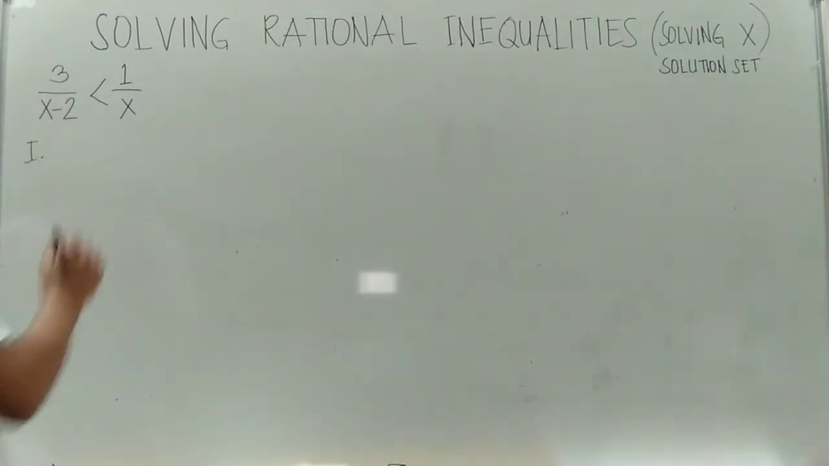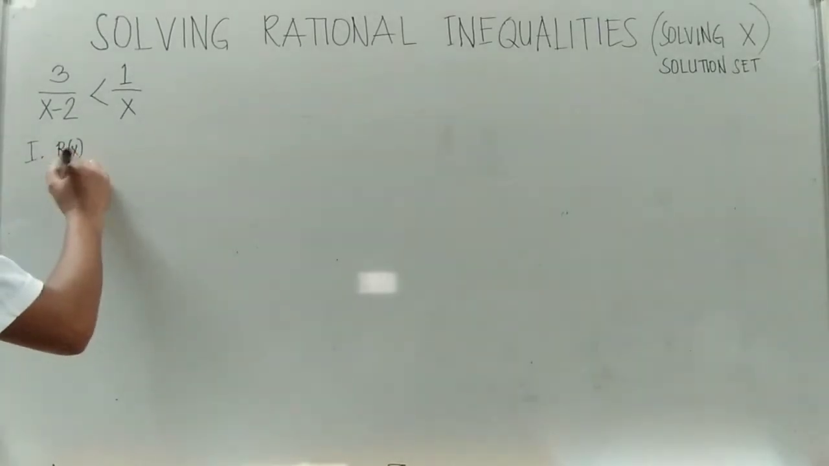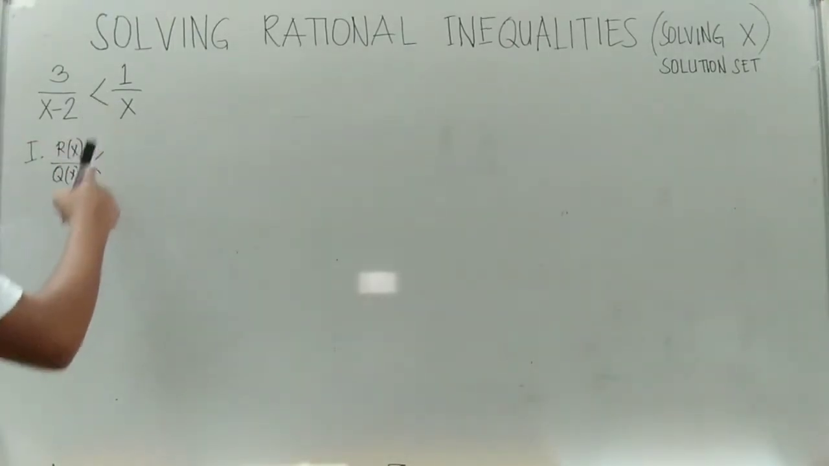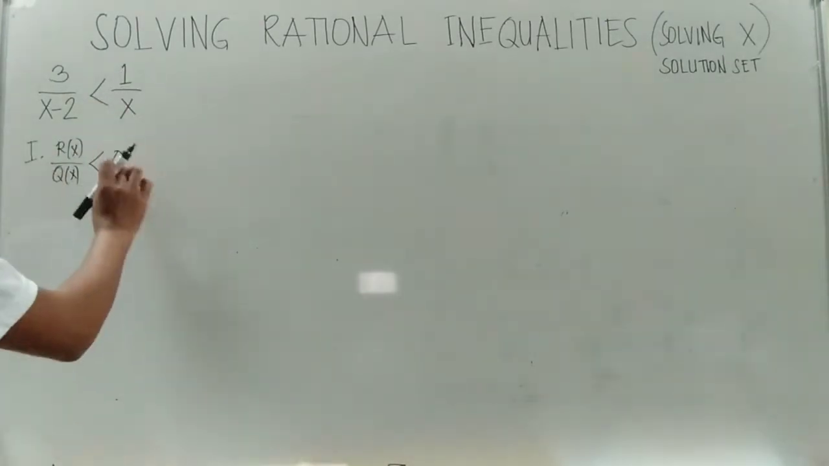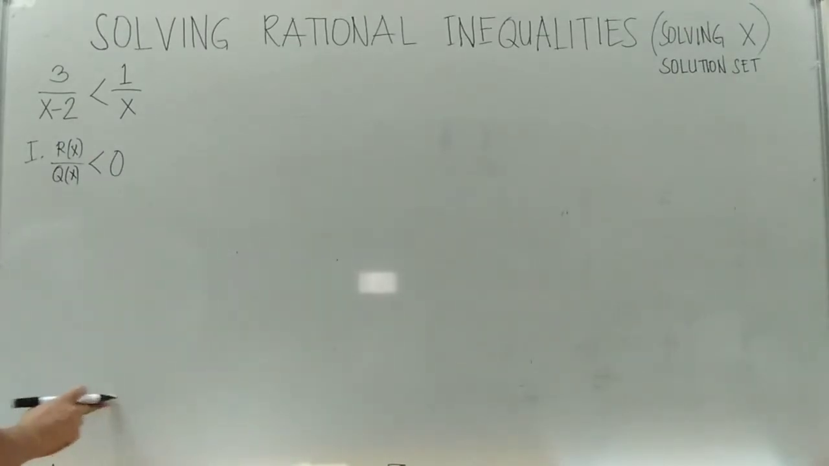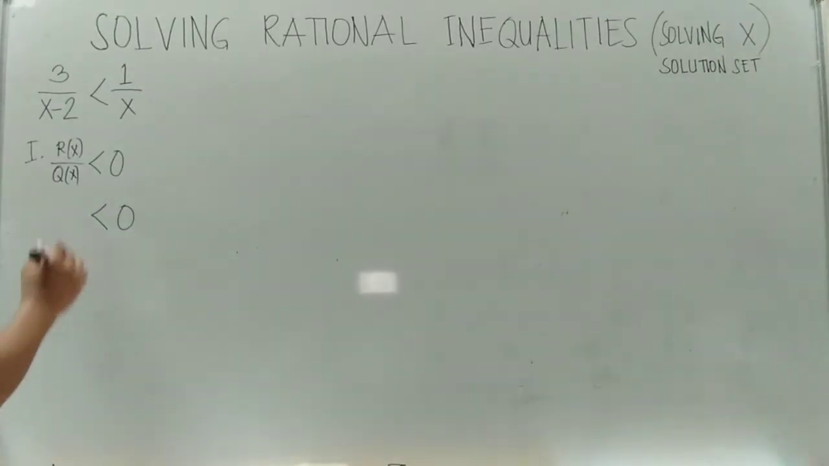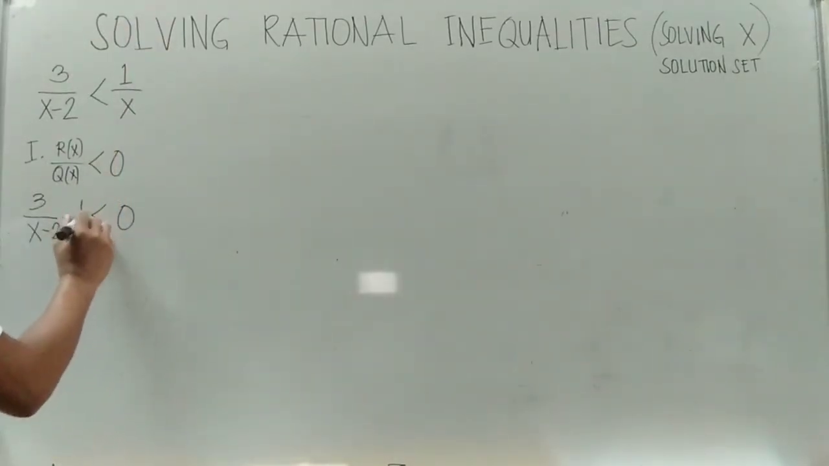Assuming your numerator is denoted by r of x and your denominator is q of x, of course, you will follow the symbol and make the other side of your inequality 0 and simplify it into one rational expression. Okay, continuing. So let's put 0 on the other side. You have 3 over x minus 2, then we have minus 1 over x.